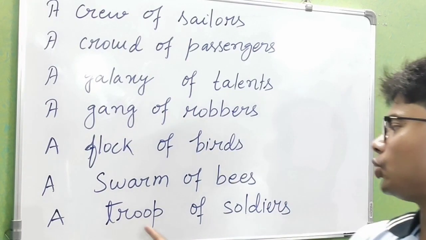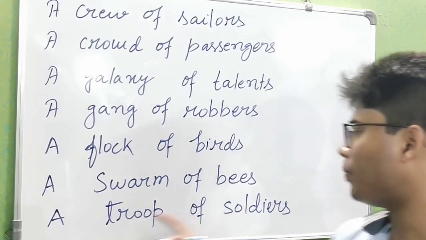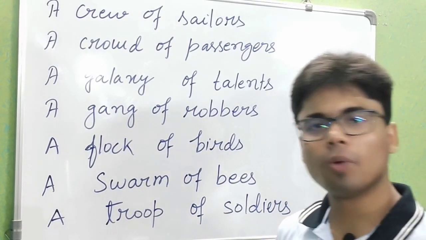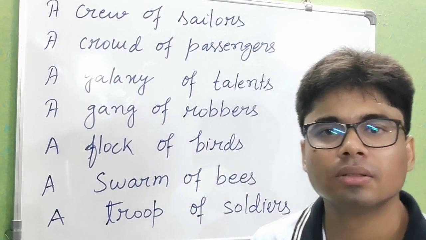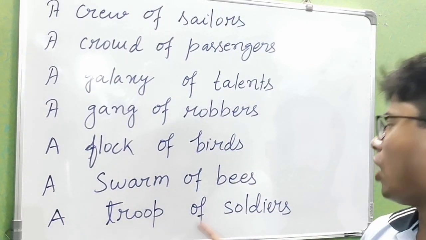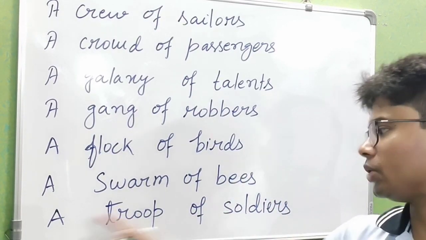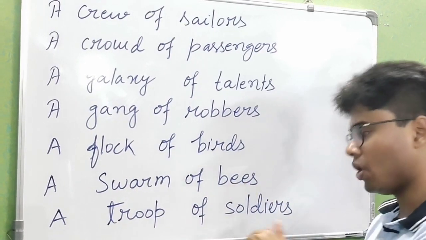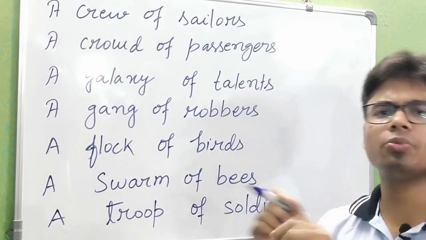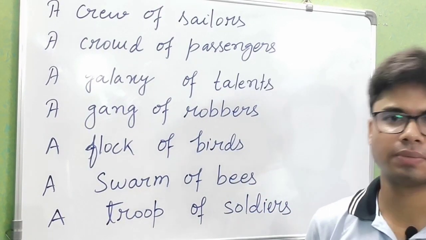Now the next one is a troop of soldiers. A troop of soldiers. Troop shows the unit of soldiers, that means there are so many soldiers. You have to use all these things in order to make a collective noun, right?